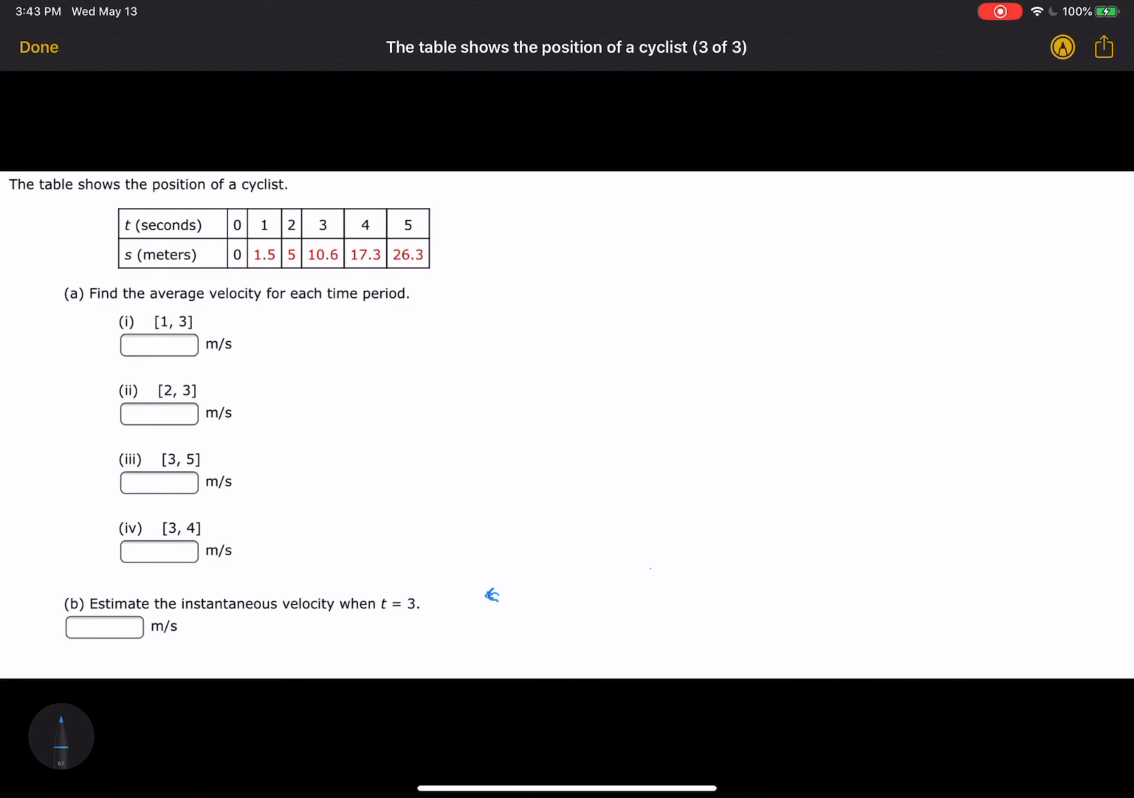All right, so this one's going to be pretty similar. In this case, we have a cyclist, someone just riding their bike, and after 0 seconds they've gone 0 meters because it's kind of obvious. After 1 second they've gone 1.5 meters. After 2 seconds they go to 5 meters. After 3 seconds they've gone 10.6 meters. And the problem is asking us to find the average velocity for each time period.